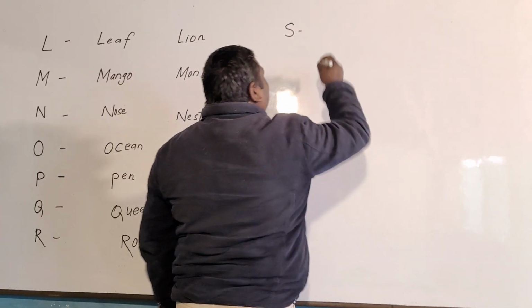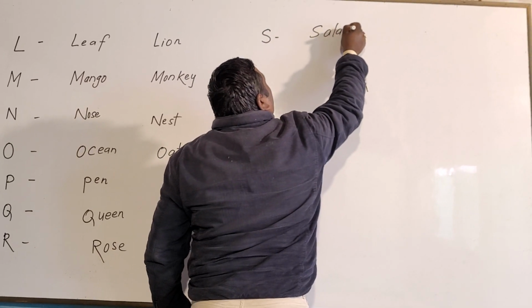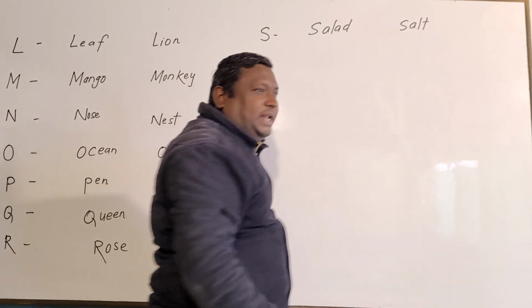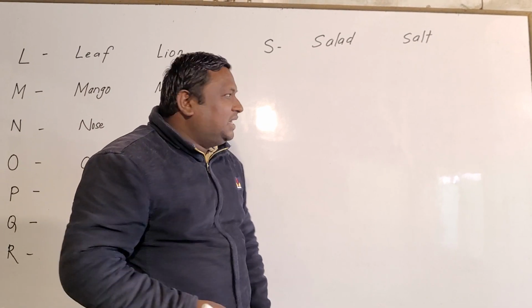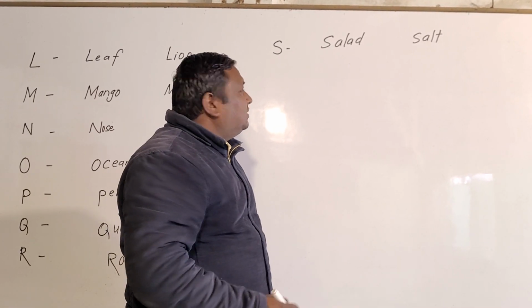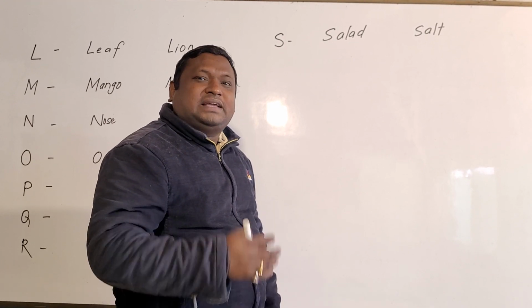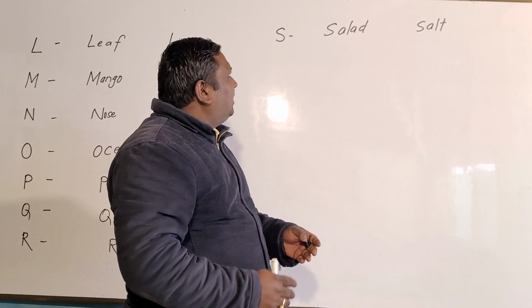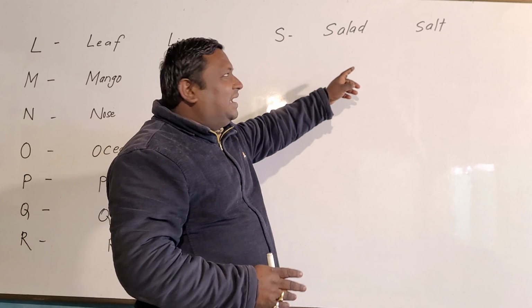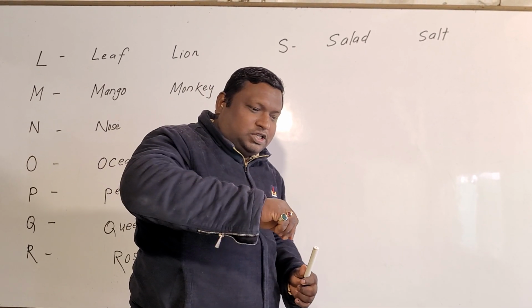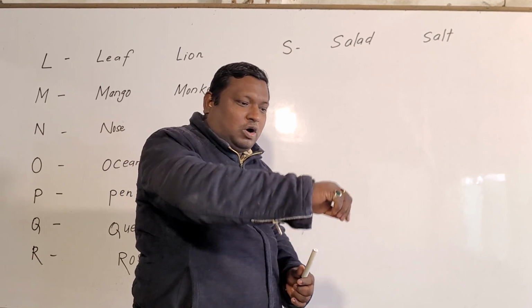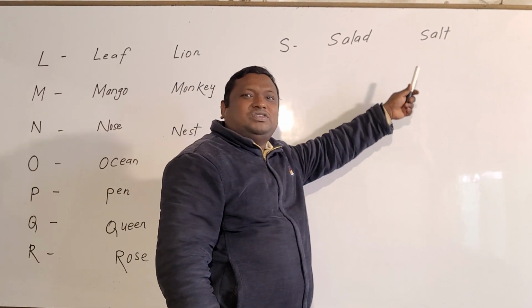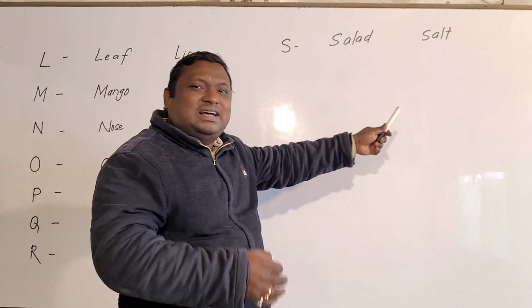Yes? Now, S. S for salad. Everybody likes salad. And S for salt. When you take dal bhat sabji or roti sabji, then mama also prepares salad of cucumber, onions, carrots, radish. So many things mama cuts together. She makes many slices and prepares salad. And sometimes you sprinkle salt, especially black salt, over salad. S for salad and S for salt.